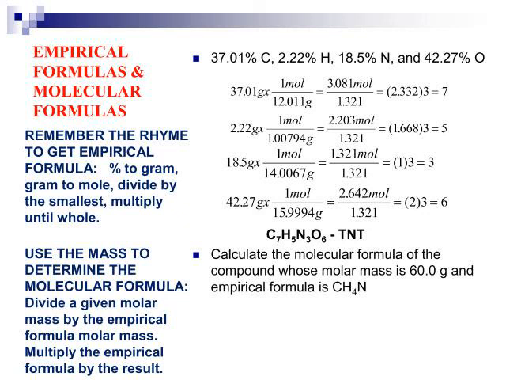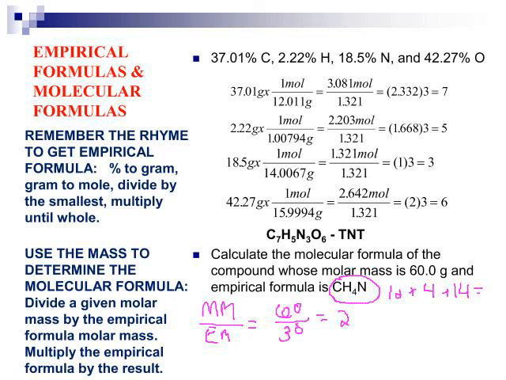Alright, the next one says calculate the molecular formula of the compound whose molar mass is 60.0 grams, and the empirical formula is CH4N. So you see from your directions over here, we'll take the molar mass given and divide it by your empirical mass. So you're going to have to do a little math real quick and find out what is 12 plus 4 plus 14. So that's 30. So you have 60 divided by 30, so that's 2. So that means your molecular formula is twice that.